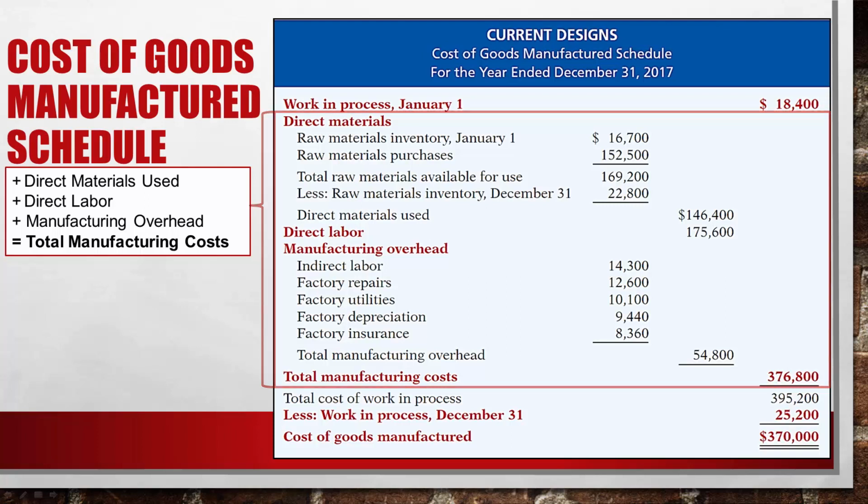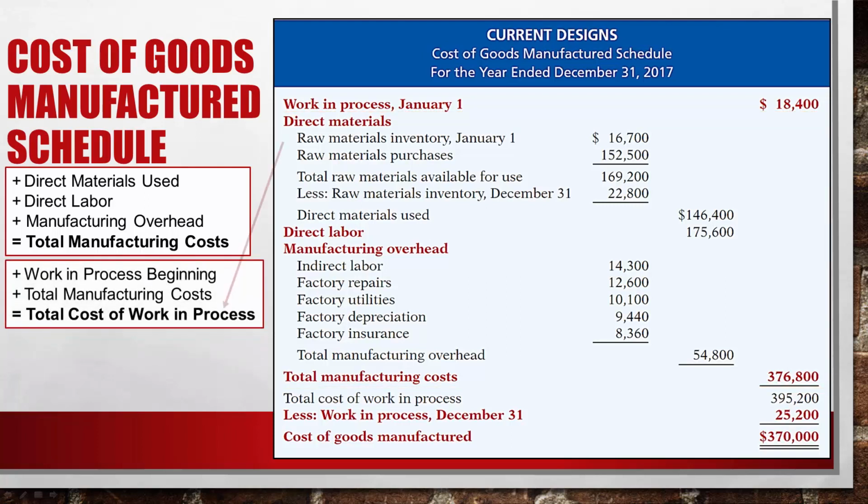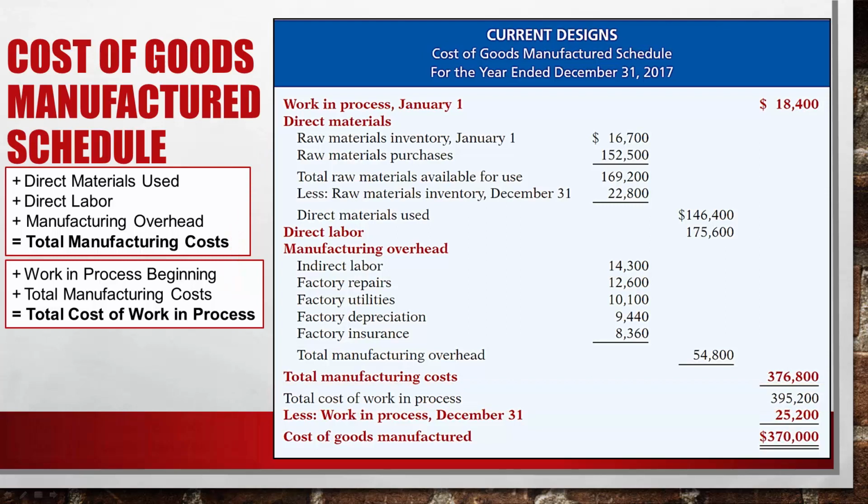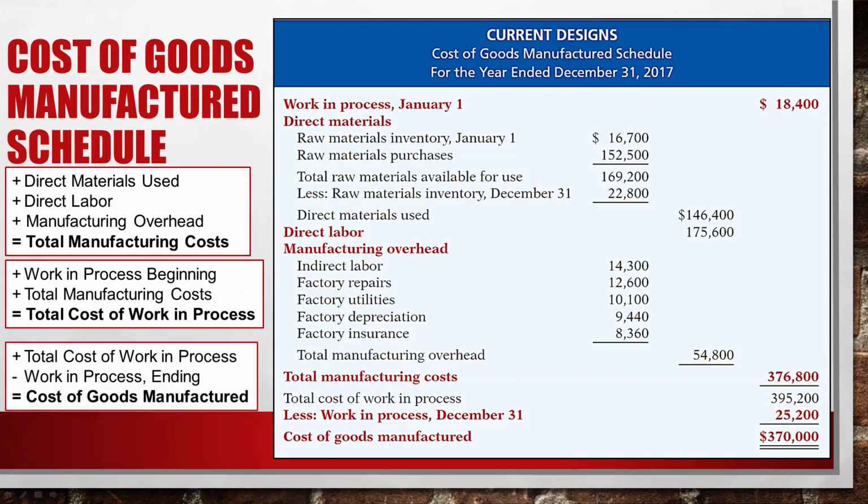We take that total manufacturing costs, add in our beginning work in process, what was started at the beginning of the period, and that gets you your total cost of work in process, which is everything that was started at the beginning of the period plus all of the manufacturing costs during the period. Next, we can take that total cost of work in process that we just calculated, subtract out ending work in process, what's still being worked on, and that gets your cost of goods manufactured, which again is your cost of goods that you finished making during the period.